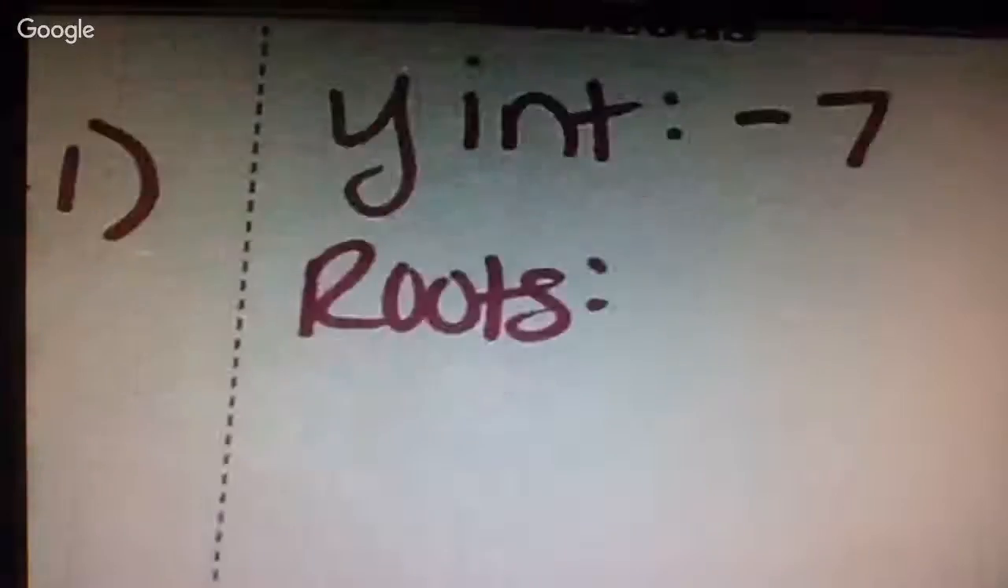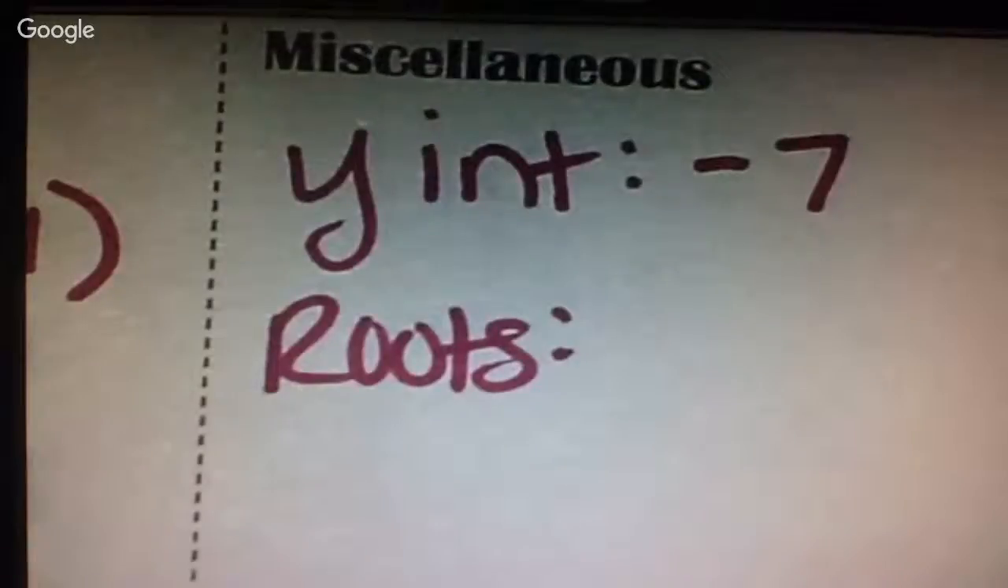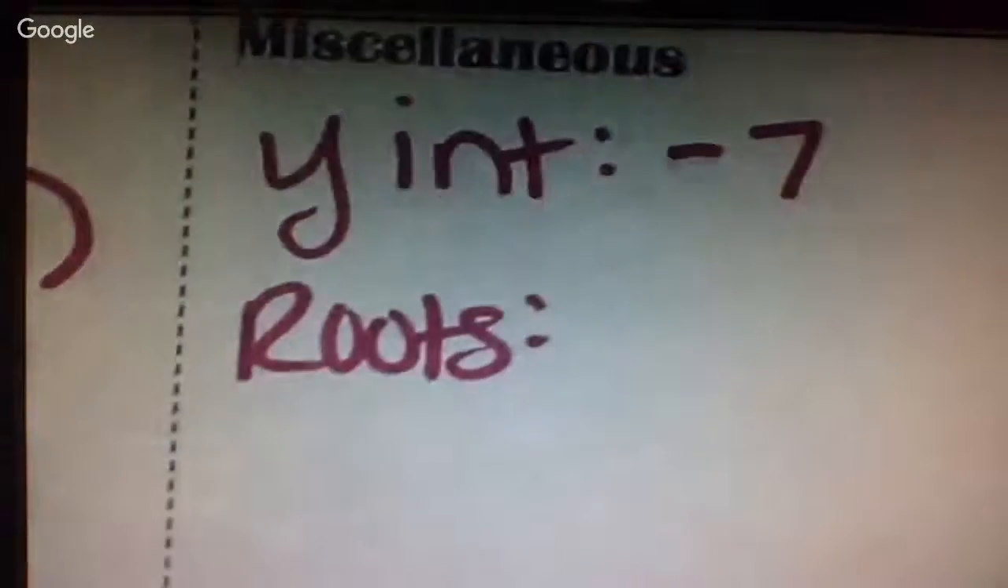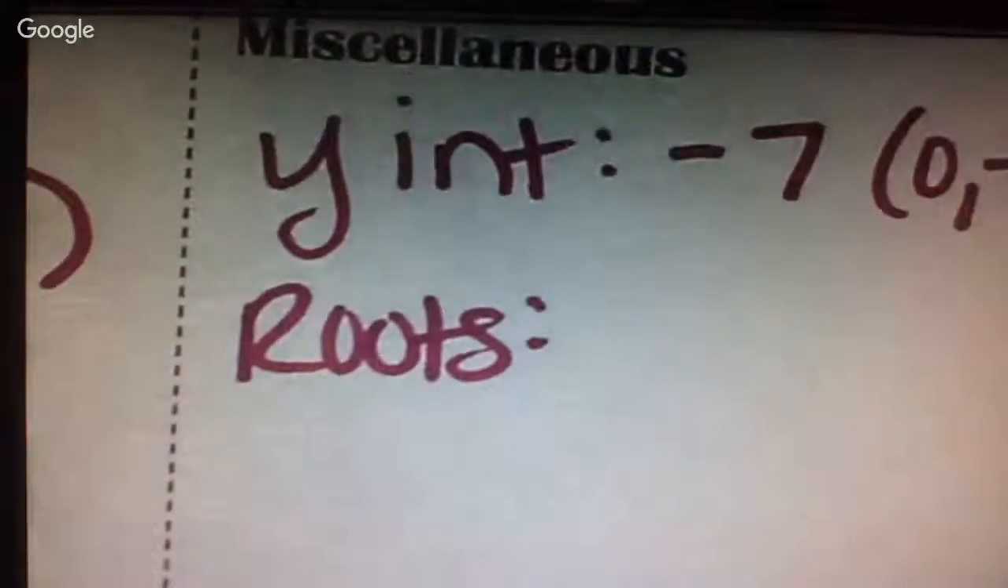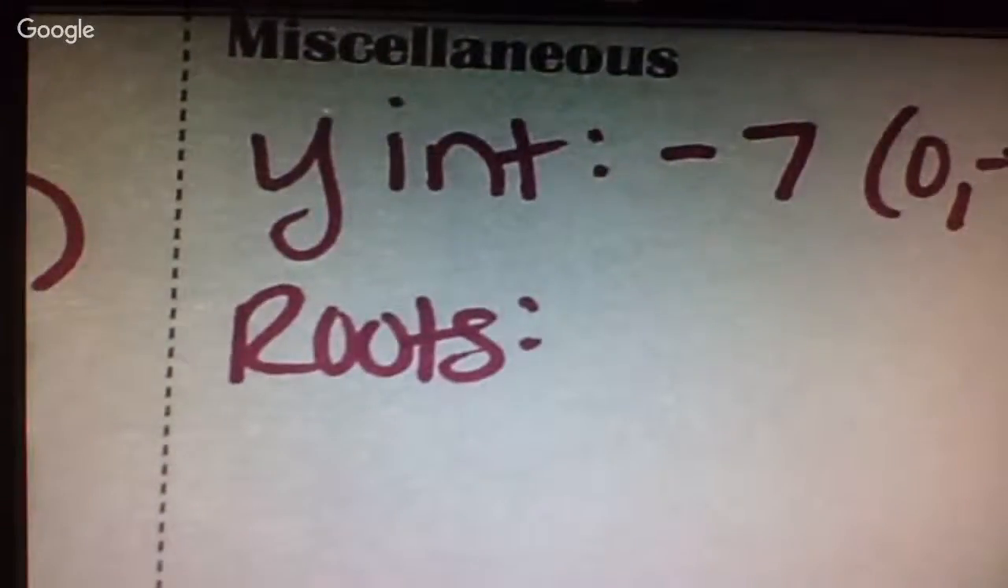What, the way I wrote it on the paper? Yeah. What is miscellaneous? Just other random things we know about the graph. Okay. You could have also written this as 0, -7. That's also a y-intercept.